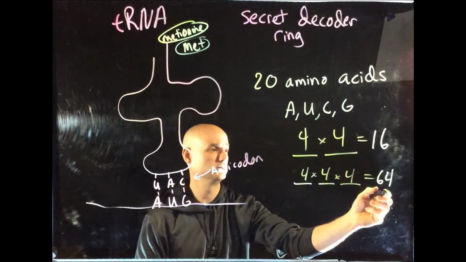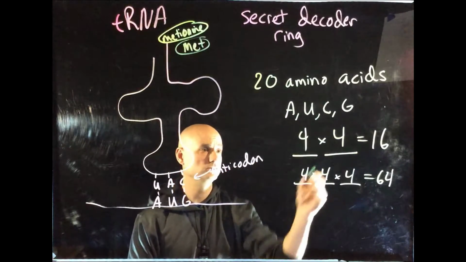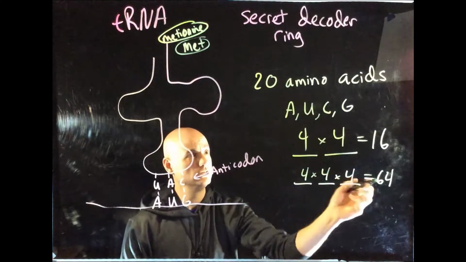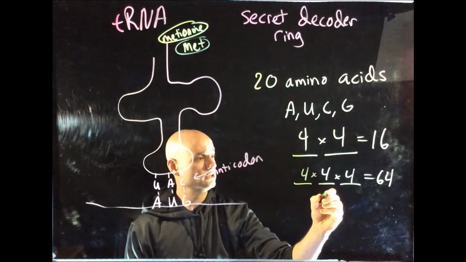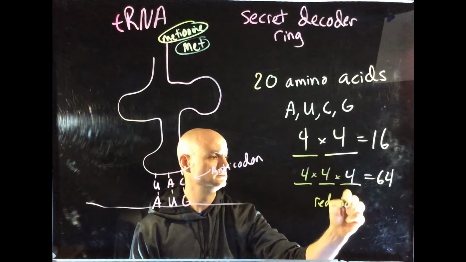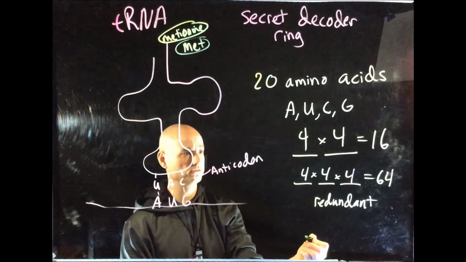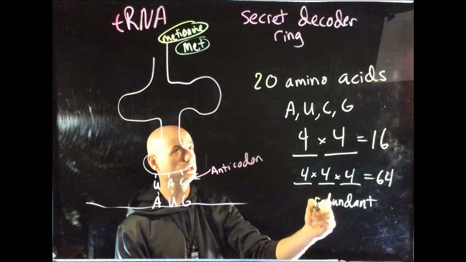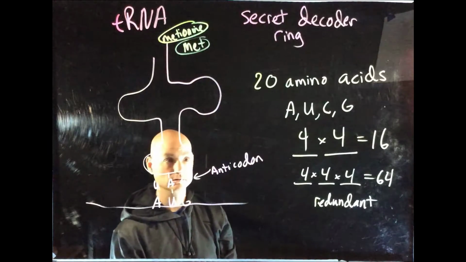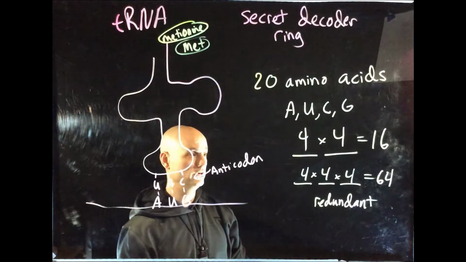But you say, we don't need that many. We only need 20. Well, you're right. But if we only did 2 letters, it was 16. We wouldn't have enough. So you should know that these codons are redundant. That means you're going to have a couple of different codons that code for the same amino acid. Not the case with methionine, but there are some others, like proline and leucine, for instance. They have multiple different codons.